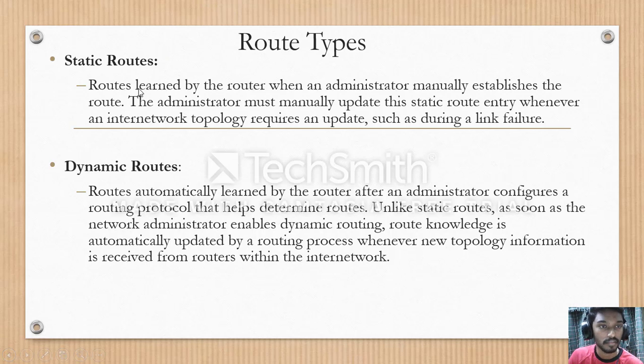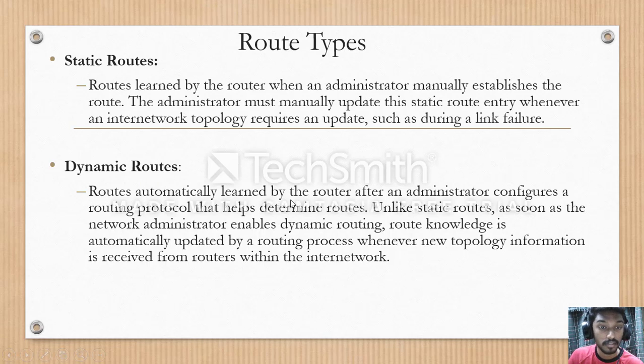Static routes are routes learned by the router when an administrator manually establishes the route. The administrator must manually update the static route entry whenever an internetwork topology requires an update, such as during a link failure. The second type is dynamic routes.